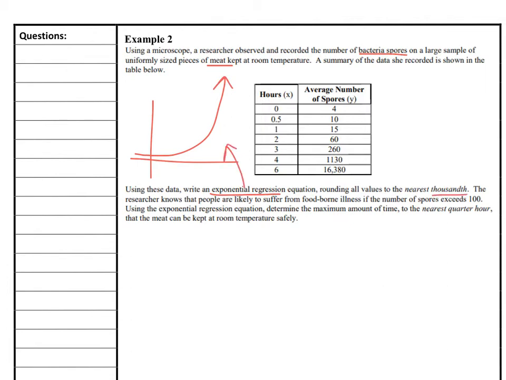Rounding all values to the nearest thousandth. So that's going to be decimal 1, 2, 3. So tenths, hundredths, thousandths. So we want 3 place values after the decimal. The researcher knows that people are likely to suffer from foodborne illness if the number of spores exceeds 100, so is more than 100. Using the exponential regression equation, so step 1, we have to find the equation. So then after that, we will find when it exceeds 100. But first, you're going to find the equation, and I'm going to show you how with another video.